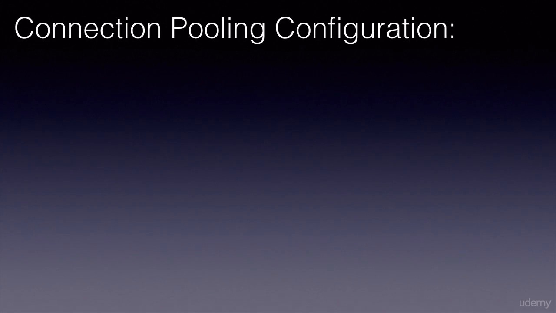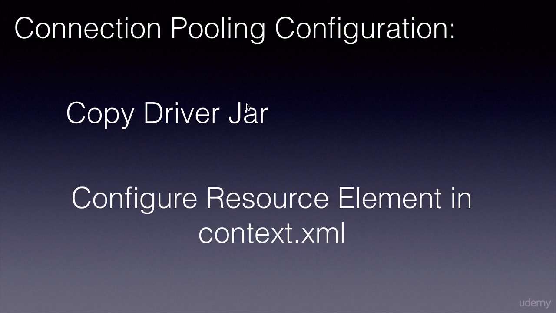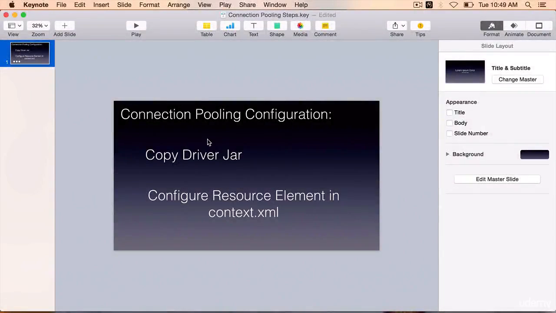There are two steps to configure connection pooling. Number one, we'll copy the driver jar file to Apache Tomcat's lib folder, because Tomcat needs this driver to establish connections. Secondly, we'll configure a resource element in the context.xml. This tells Tomcat about the database connection string, the username, password, etc. So let's do the first step of copying the driver jar file.